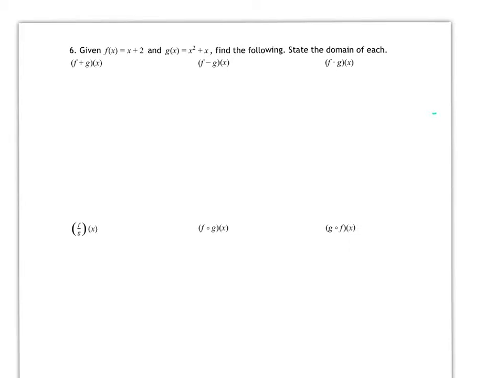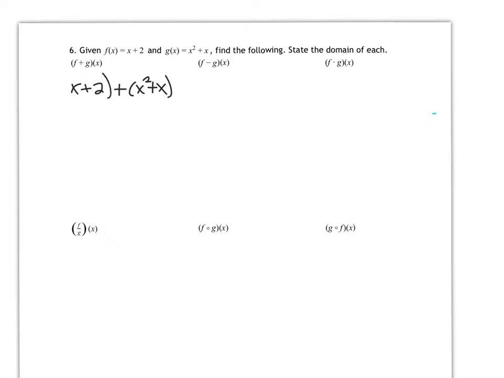This last page is just talking about some different operations we can do on functions. We're given two functions here, x plus 2 and x squared plus x. We want to find the following and state the domain of each. The first one says we want to add the two functions together, f plus g. So the f function is x plus 2, and the g function is x squared plus x.